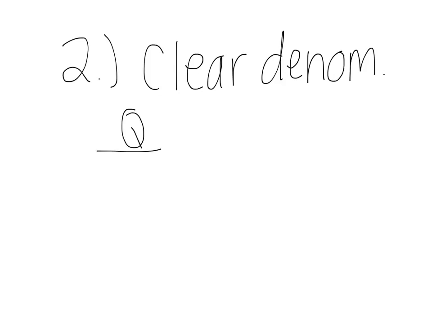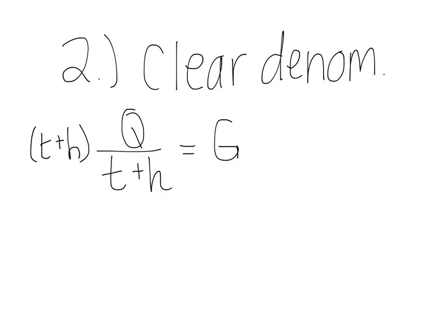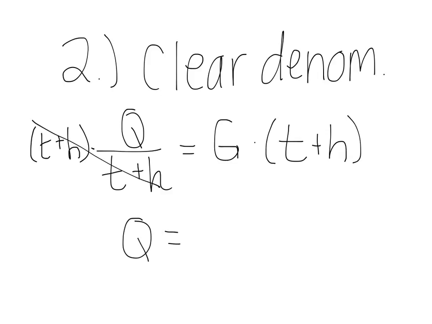The second method that I taught you today was to clear the denominator. Clearing the denominator is helpful because it gets the variable out of the denominator. So if I had something like Q over T plus H equals G, no matter which variable I was solving for, the first strategy would be to multiply both sides of the equation by my denominator, thus eliminating the denominator to make our problem simpler to solve.